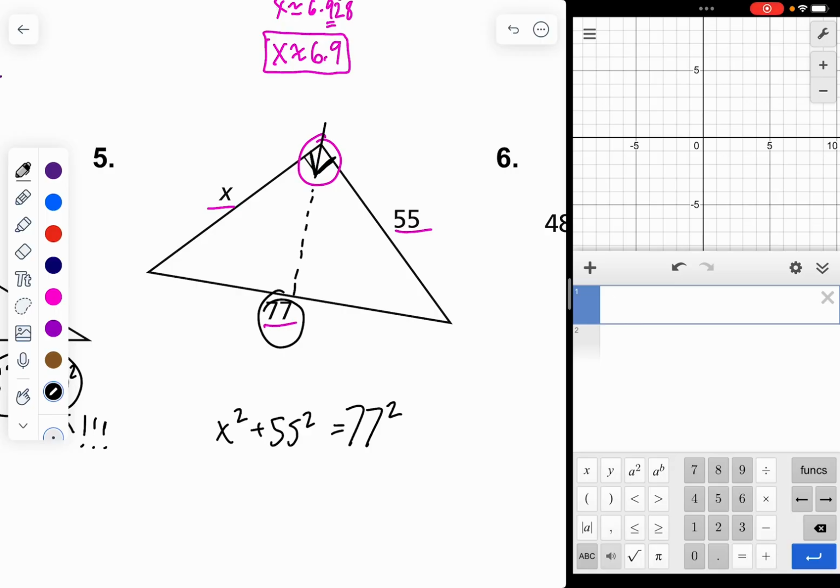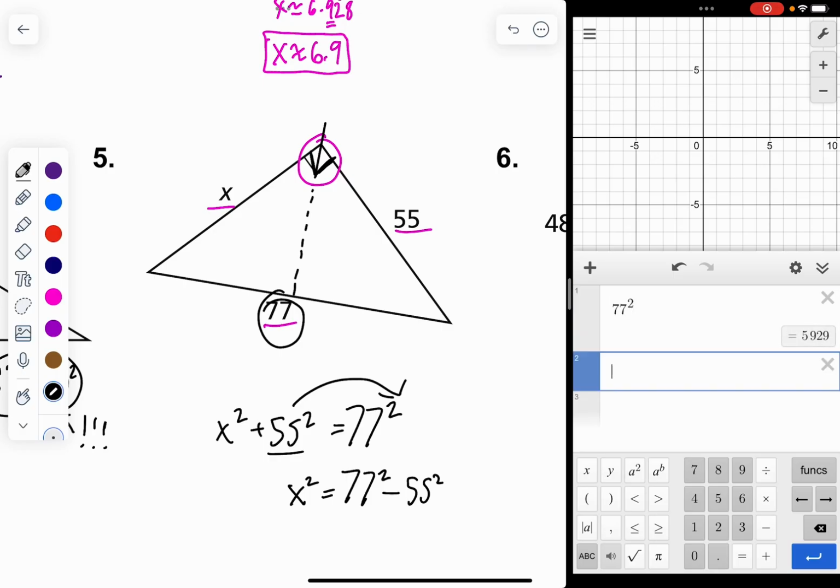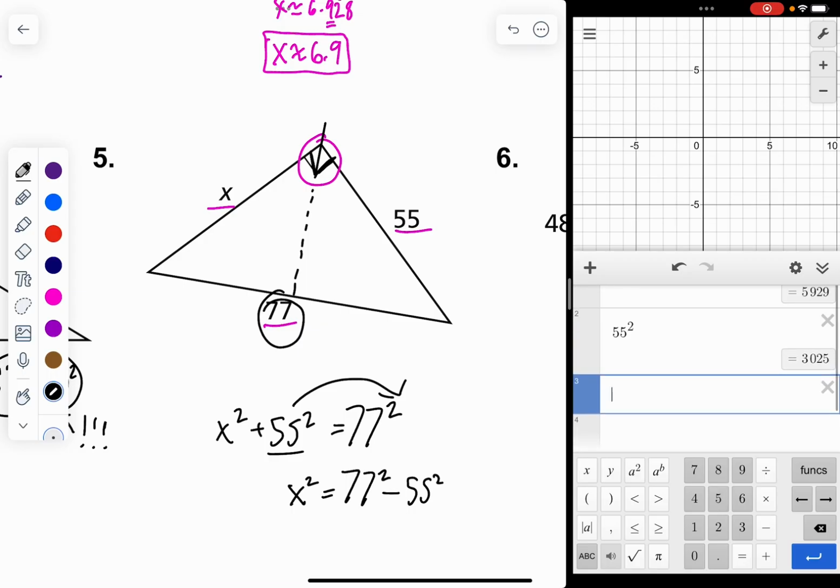So 55 squared, well, actually, what I'm going to do first, I'm going to take this 55 squared, I'm going to move it over to the other side of the equal sign. And 77 squared minus 55 squared. And then we'll just put that together in the calculator. 77 squared, big number. 55 squared, another big number. And I'm just going to do everything in the calculator this time.